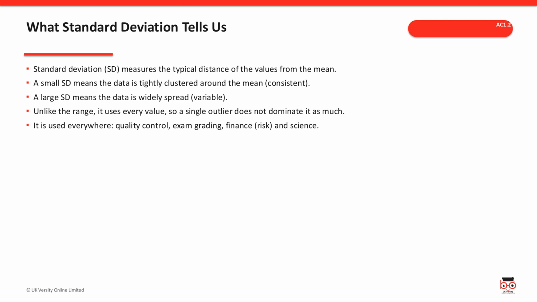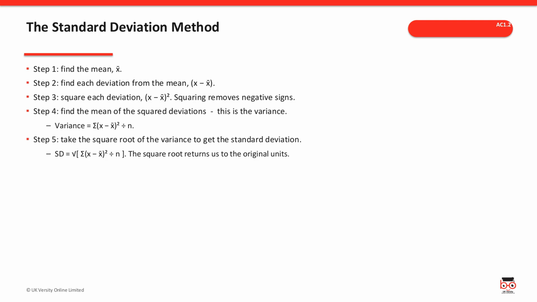Unlike the range, it uses every single value, so one odd result doesn't dominate it the way it dominates the range. You'll find it everywhere, from quality control on a production line to exam grading to measuring risk in finance. Let's lay out the method step by step.